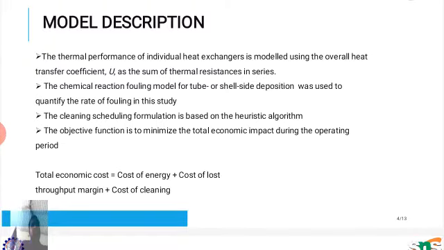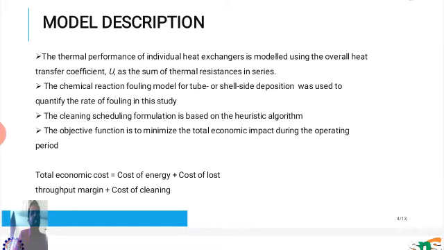The thermal performance of individual heat exchangers is modeled using the overall heat transfer coefficient U as the sum of thermal resistances in series. Here 1/(U A0) = 1/(H0 A0) + R_W + 1/(HI A) + RF/A, etc. Here A0 is the external heat transfer area, A is the internal heat transfer area, RW is the wall resistance, HI is the internal film transfer coefficient also.